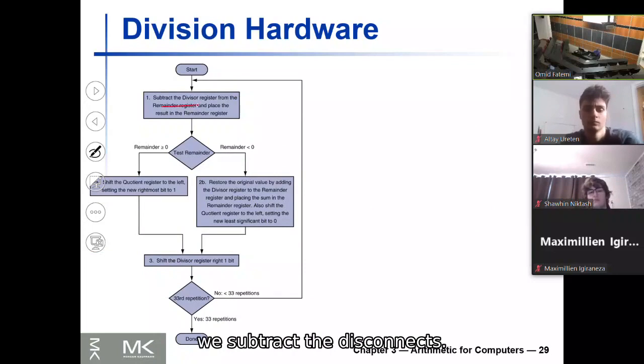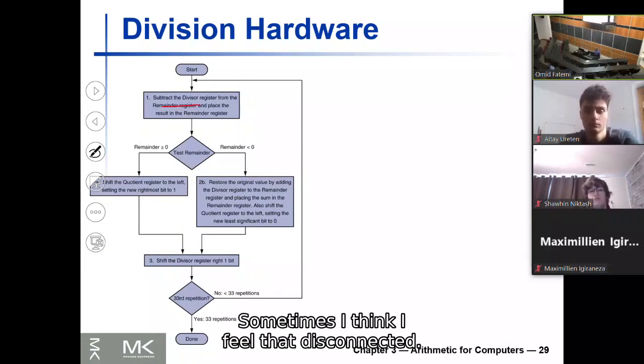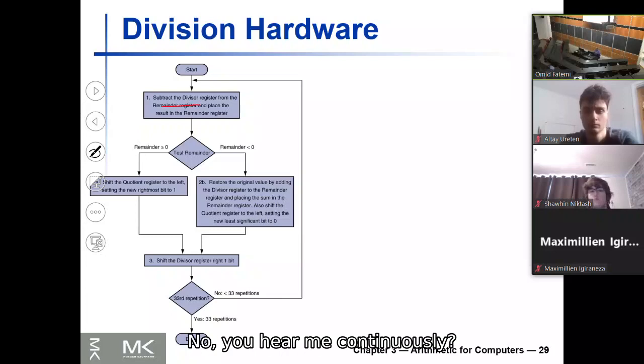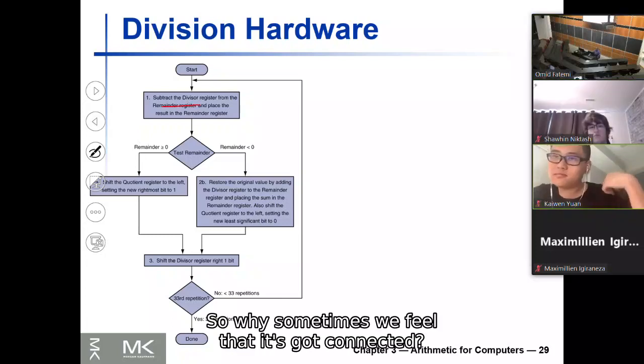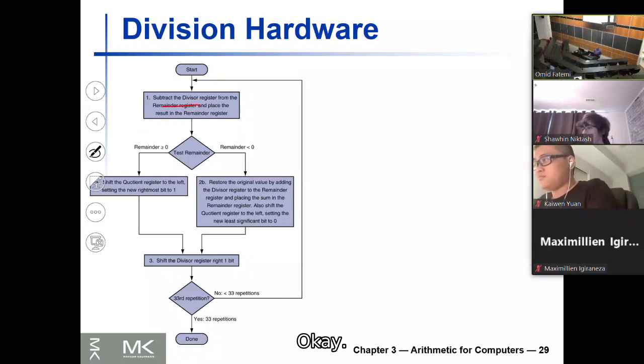We subtract the... why did it get... yeah, it disconnects people, online people. Sometimes I feel that it is disconnected. No? You hear me continuously? Yeah? Okay. Yes, I do. So why sometimes we feel that it got disconnected. Okay.